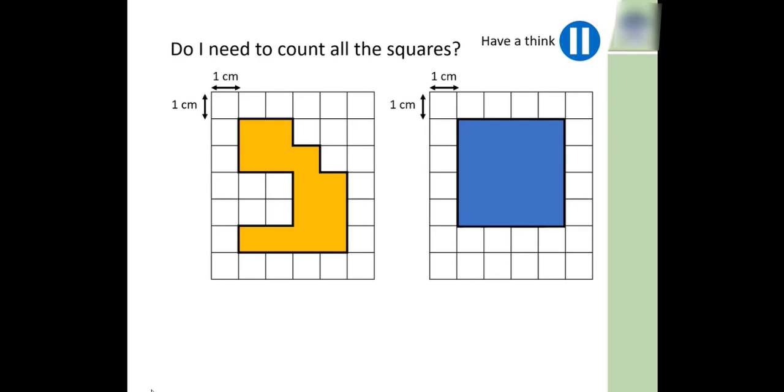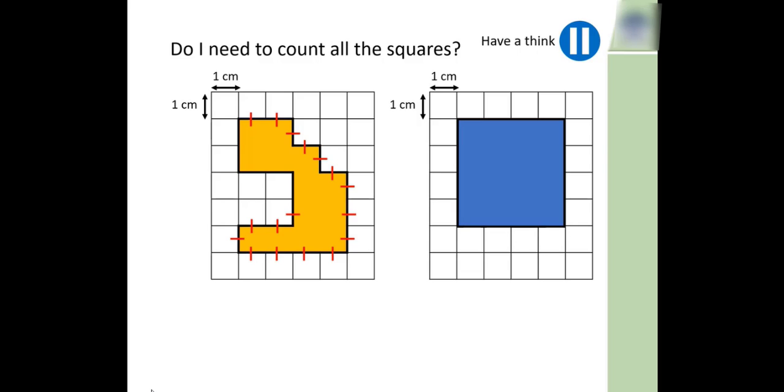Take a look at these two shapes. Do I need to count all the squares around the edge to find the perimeter? Pause the video here and have a think. What did you find? Let's look at this shape on the left. Here, I can't use the idea of opposite sides being of equal length to help me. So for this one, I would need to count all the way around the edge of the shape.